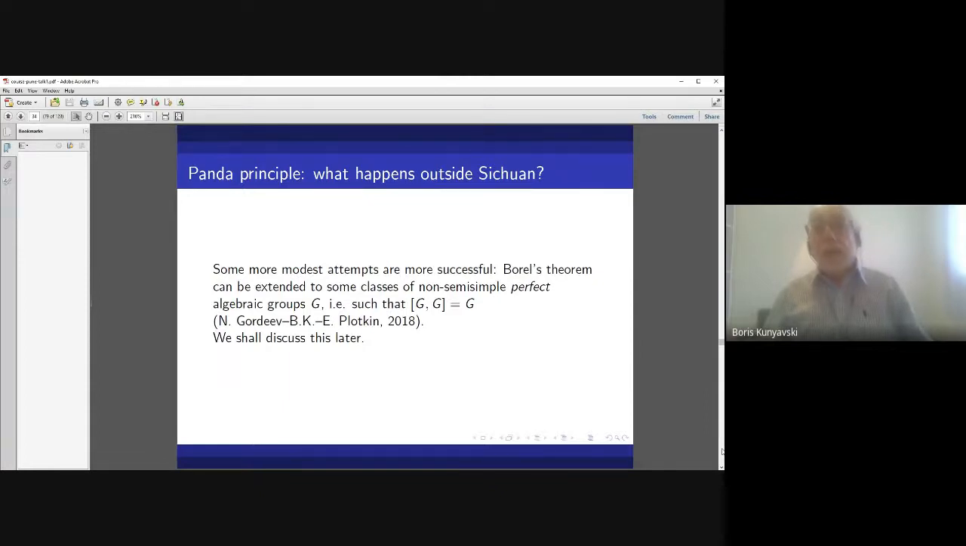But let me mention that some more modest attempts are more successful. We can extend Borel's theorem to some classes of non-semisimple but perfect algebraic groups. Perfect means that the first derived subgroup is equal to our original group. This was done in our joint work with Gurdjieff and Plotkin, and we'll briefly discuss this later. So some small progress is still possible.